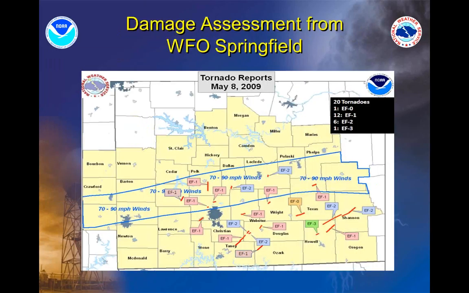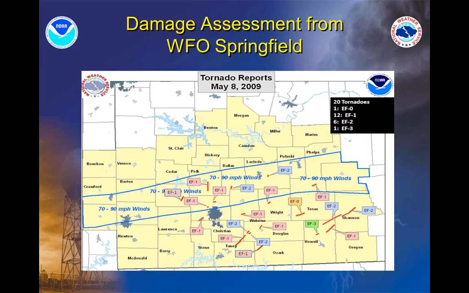Go ahead and go to the next slide, please. And this was indeed the damage assessment, which again took quite a while with this case. You'll notice a very wide swath of 70 to 90 mile an hour winds from far southeastern Kansas there. Just kind of almost bisected our CWA. Notice also all the tornado tracks there had 20 tornadoes that day, including 6 EF2s, 1 EF3 tornado. Notice most of the tracks there are actually from southwest to northeast, but interestingly, there are a few tracks that are almost from south to north up there.